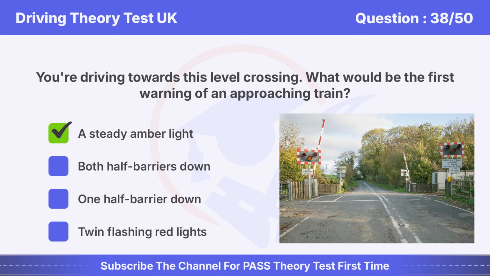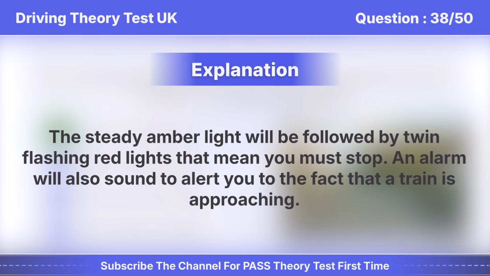Answer is A. A steady amber light. The steady amber light will be followed by twin flashing red lights that mean you must stop. An alarm will also sound to alert you to the fact that a train is approaching.